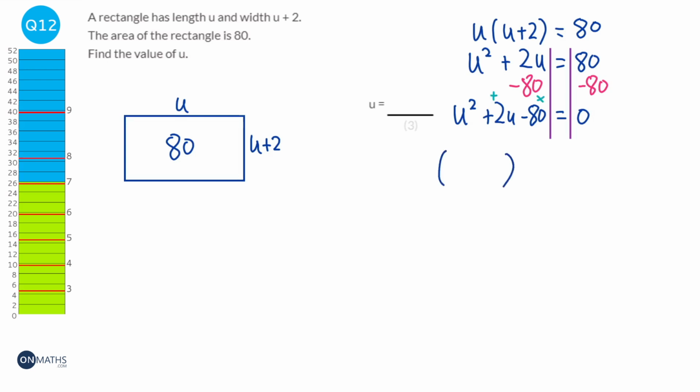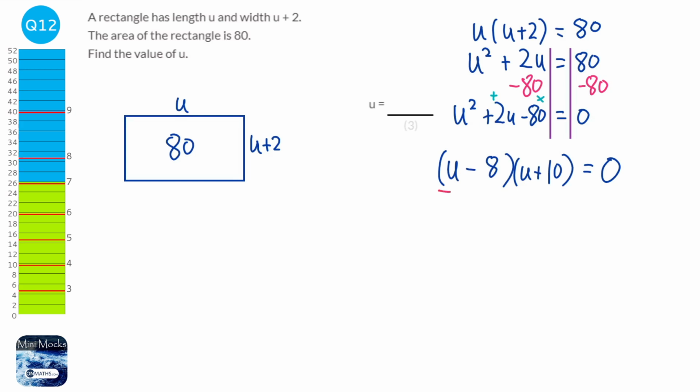So I'm going to put my brackets out. So we're going to have u at the start of the brackets. And let's have a think. So it's going to be 8 and 10. And one of them will be positive, one of them will be negative. Well, to add them together to make 2, the 10 will have to be positive, and then the 8 would have to be negative. And then minus 8 times 10 is minus 80.